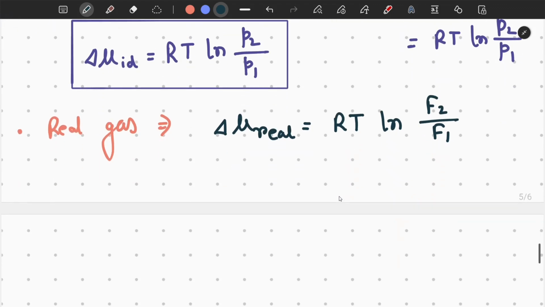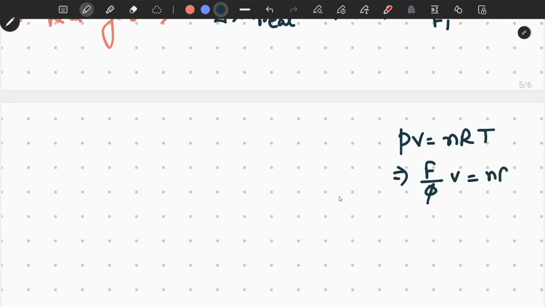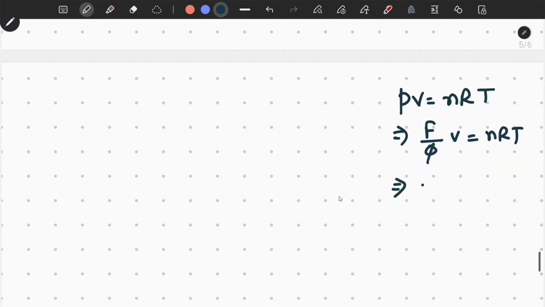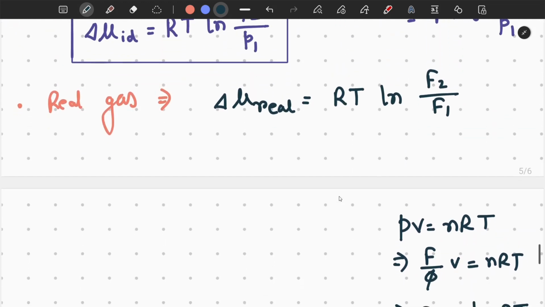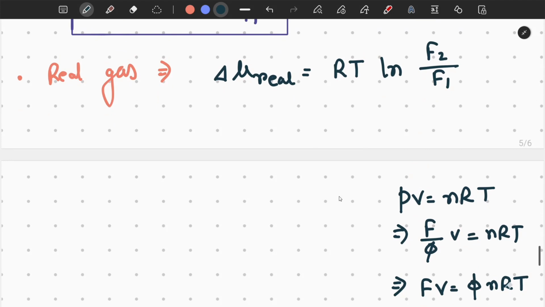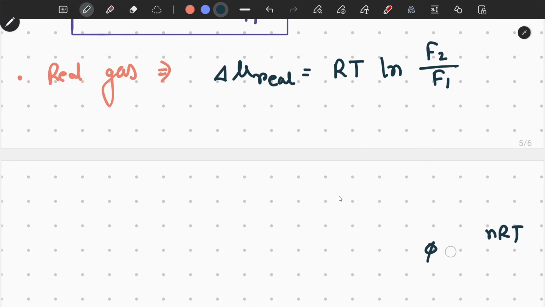So how can you write it? It does not depend on the volume of the gas. PV equals nRT, correct? And what is P? It is f by phi. So f by phi times V equals nRT, so f V equals phi nRT. This is the relation. If you put it in, then phi will be cancelled out, since phi is the same. Should I do it or is it understandable? Yes, it is understandable. Okay.